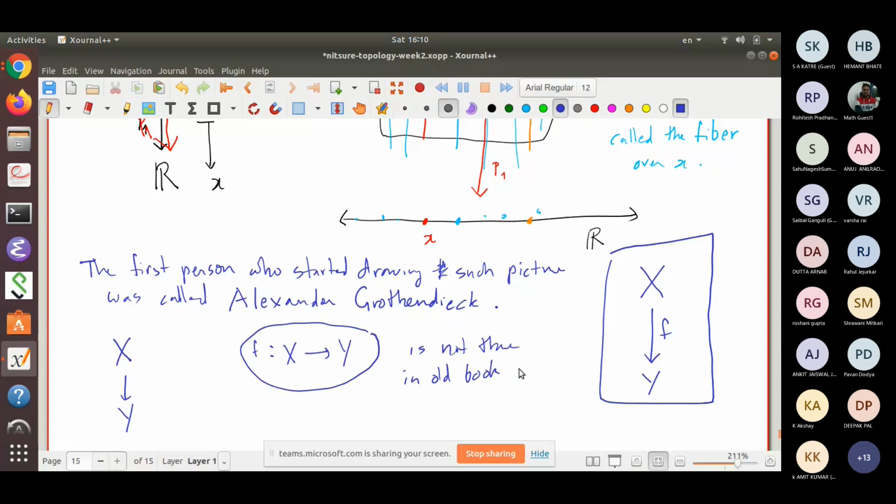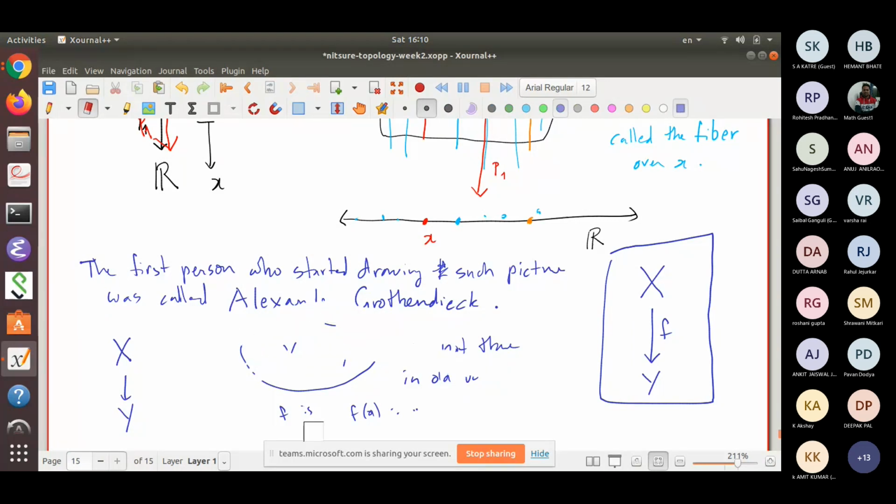Yeah, you go look at lots of old books. You will never see such a picture there. They will simply say that f is a function. They will say f of x equal to blah, blah, blah. They'll give some such formula. They won't write this like this.